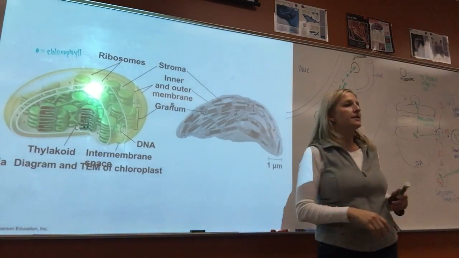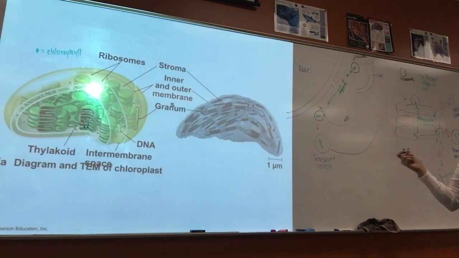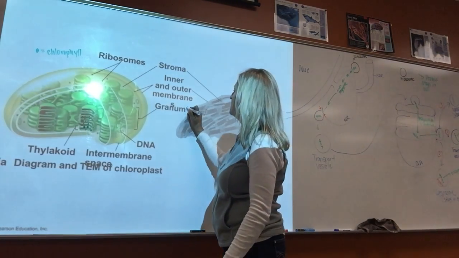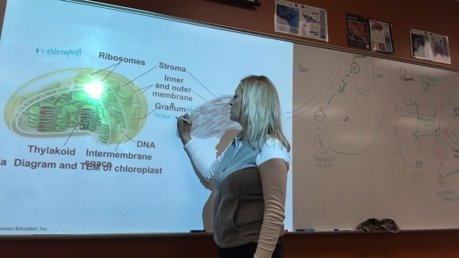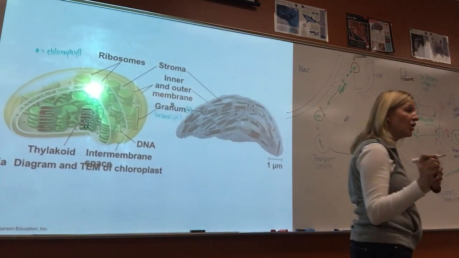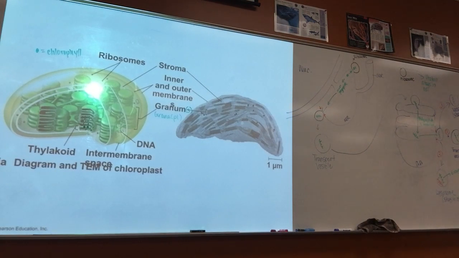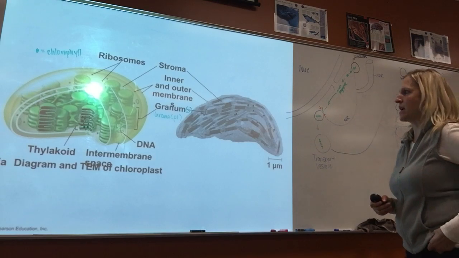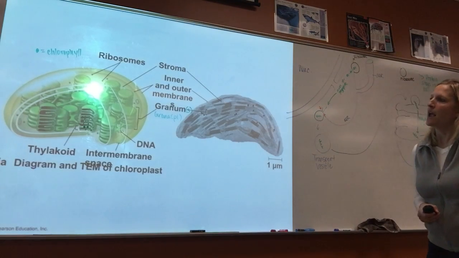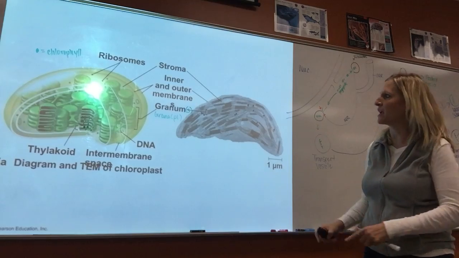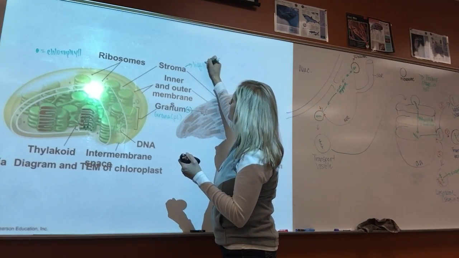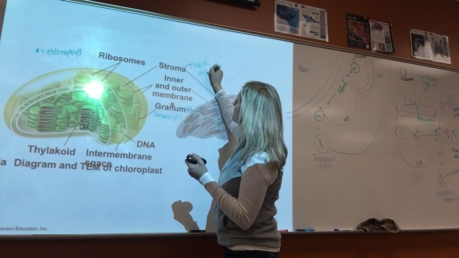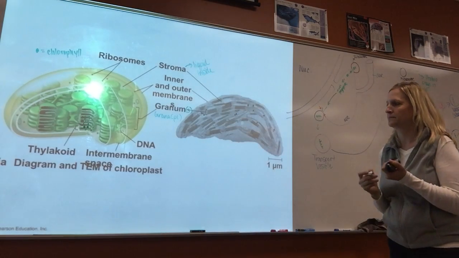The stack of them, so you can see there are stacks, kind of like poker chips a little bit, all right? The stacks are called granum. I want to point out, sometimes you'll see the word granum. That's the singular form of the word. Grana is plural. We're talking about the same thing here. These stacks of thylakoids, so I just want to point that out. If you see it written either way, you're not confused about what that means. Okay? And so it has the ribosomes, and the stroma is just the liquid inside of the chloroplast.